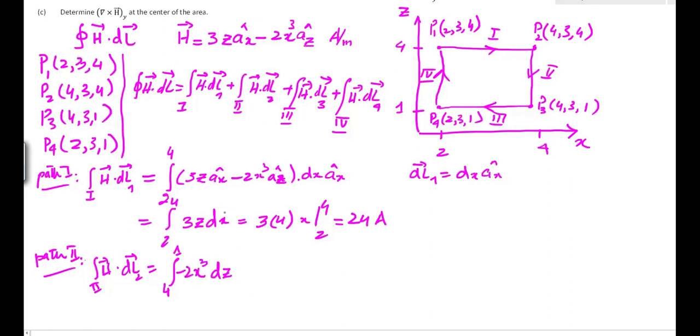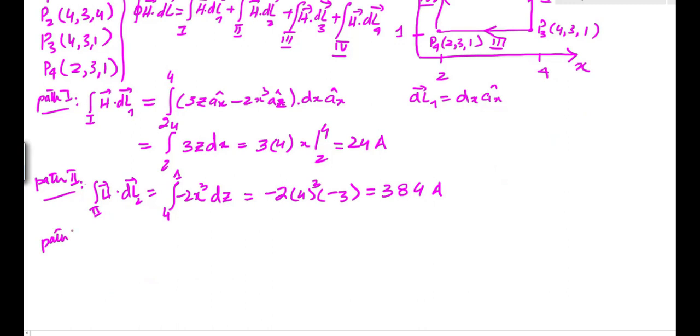So I am writing this directly. You can use the previous procedure also, but I am writing this directly through the concept of the closed path conditions. Now this is at a fixed value of x, and what is the fixed value of x? The constant value, that is 4. So I can write this as minus 2x cube, where x here is 4, and if you solve this integral you will obtain minus 3, so I will obtain 384 amperes. So along path 2 this is 384 amperes.